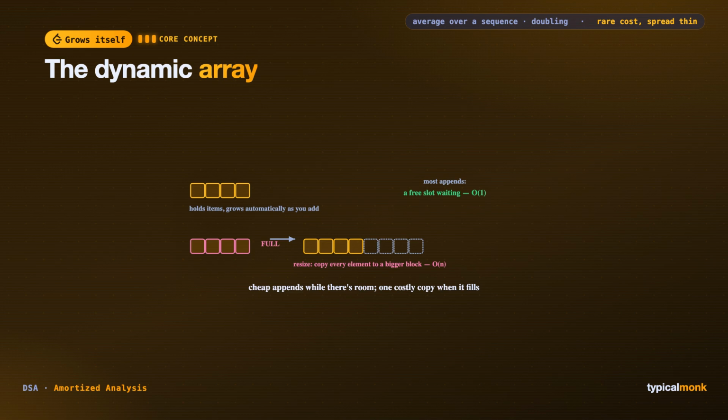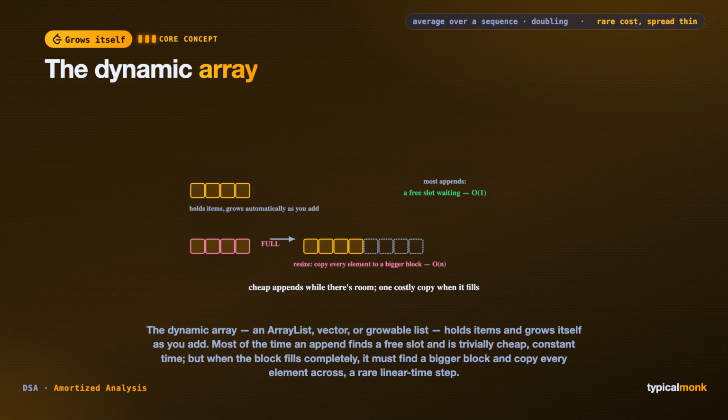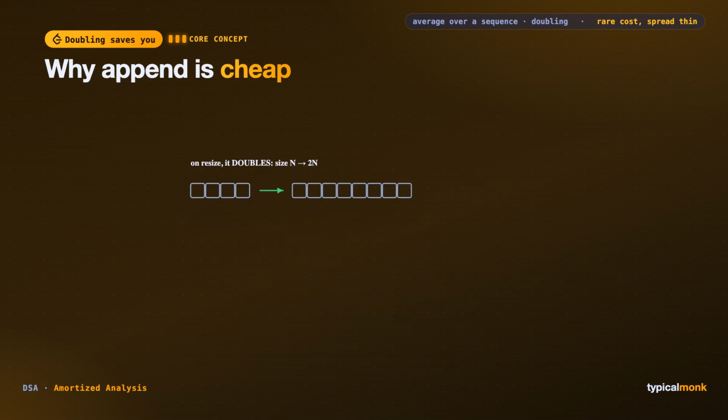Now, to fit even one more item, the array must find a bigger block of memory and copy every existing element across into it. That copy touches every element, so it costs linear time. It is the rare, expensive step. So the takeaway, a dynamic array appends cheaply while there is room. But when it fills up, it must resize, copying everything into a bigger space in one costly operation. So here is the puzzle. If appending sometimes triggers a full linear time copy, how can we possibly call it a cheap constant time operation? The answer is in one crucial design choice.